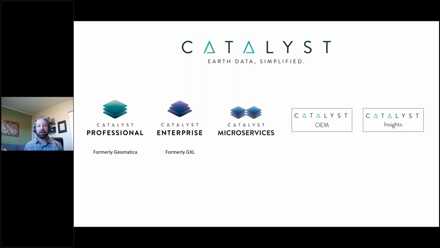Our different product lines include Catalyst Professional, which is formerly Geomatica, Catalyst Enterprise, which is formerly GXL, and then we have three new products. We have Catalyst Microservices, which is our cloud-based solution for processing data on the cloud. And then we have Catalyst OEM and Catalyst Insights, which is our web-based information product, where you can easily access information derived from Earth data.